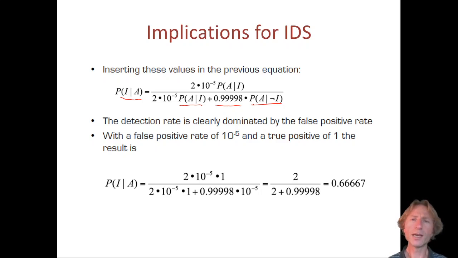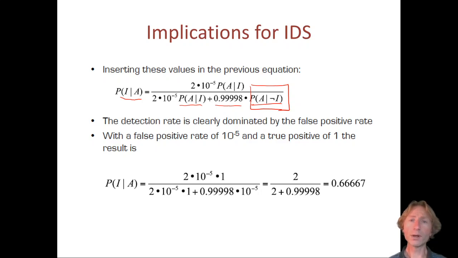Okay. In other words, what we're seeing is that this detection rate is dominated by the false positive rate. So the false positive rate is the probability of there being an alarm given that there is no intrusion. That is the false positive rate.